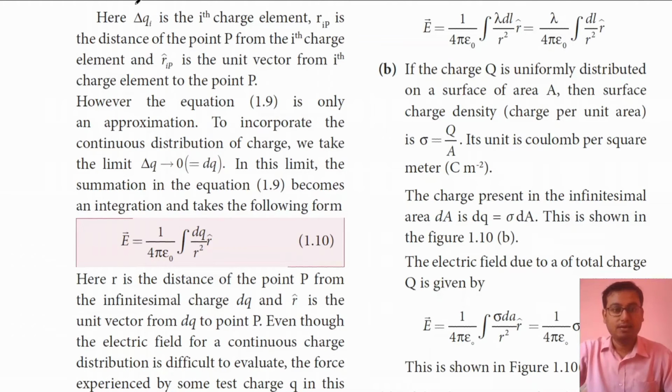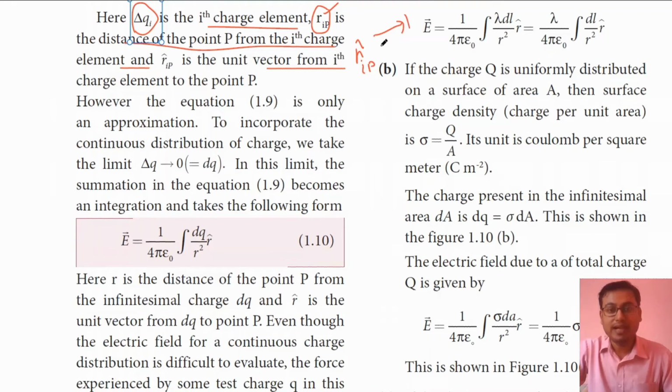Here del qi is the ith charge element and rip is the distance of ith charge element to point P. That is the distance of the point P from ith charge element, and r cap ip is the unit vector from ith charge element to point P. That means this is a vector, vector r cap ip, whose tail is lying on the ith particle and the head is lying on the point P. That is the meaning of vector r cap ip.